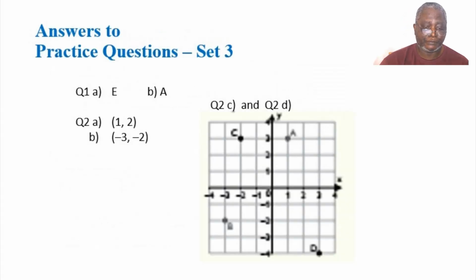And your answers for practice question set 3. Question 1: A is E and B is A. Question 2: A is 1 by 2, that's the coordinates. And B, the coordinates are -3 by -2. Study the diagram and make sure it makes sense to you, please.